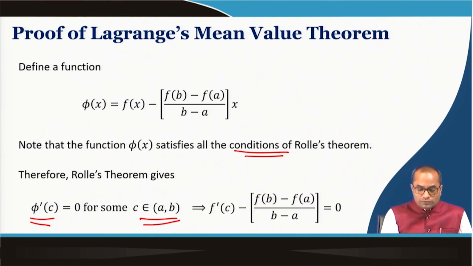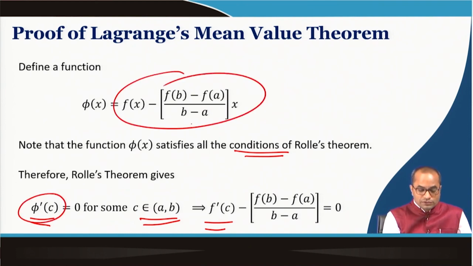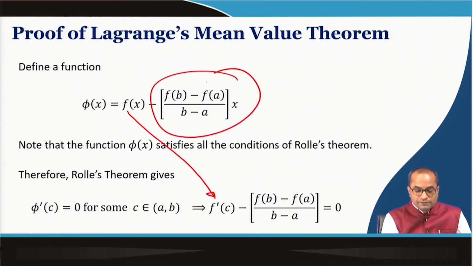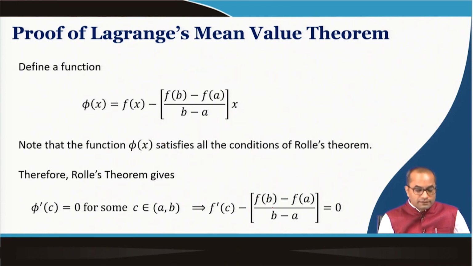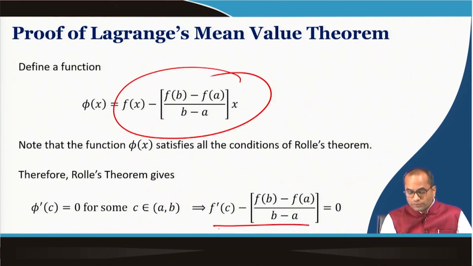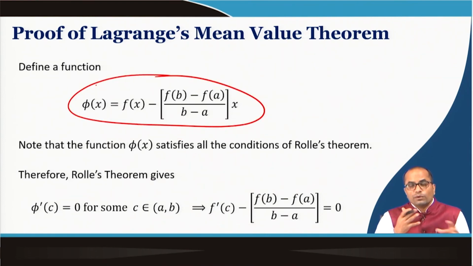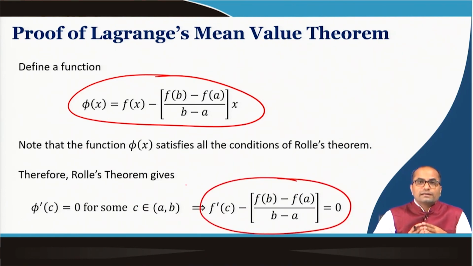Well, so when we take the derivative of this function, f prime c, the derivative of f, and here this is a constant term, and the derivative of x will be 1. So, basically we are getting the derivative of this phi, which is equal to 0, and this is precisely the Lagrange mean value theorem. So, just by defining such a function phi x, which satisfies all the conditions of Rolle's theorem, we realize the conclusion of the Lagrange mean value theorem given here.